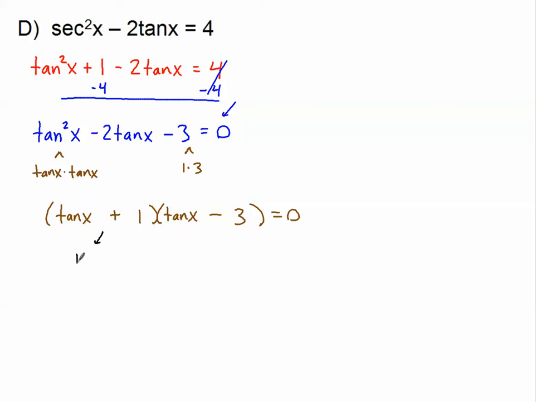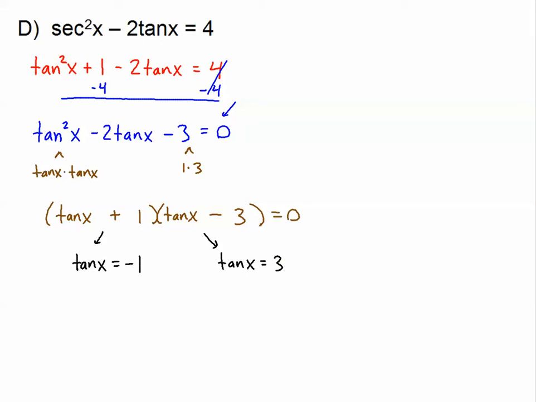Now let's set each factor equal to 0, so I can get my little equations. Subtract 1, and I've got tangent is equal to negative 1. Feels good. This one I get the tangent is equal to 3. We'll deal with that one in a minute.